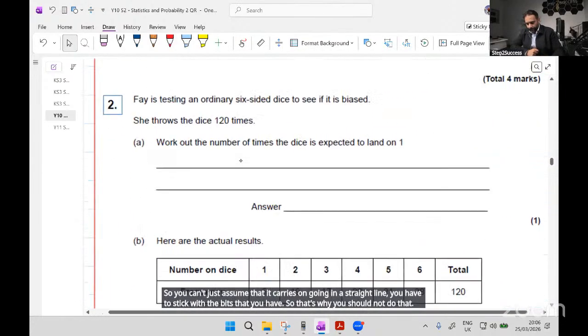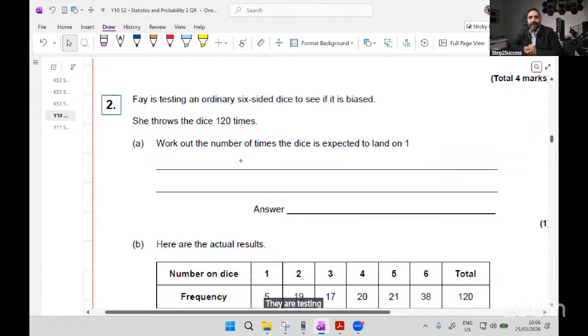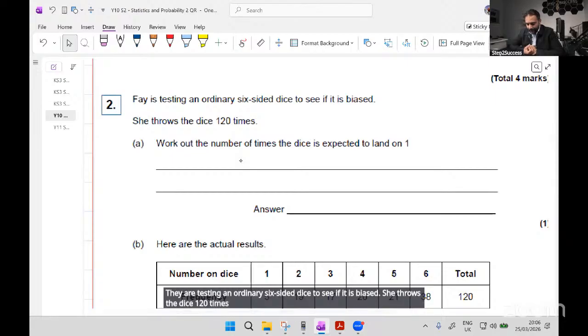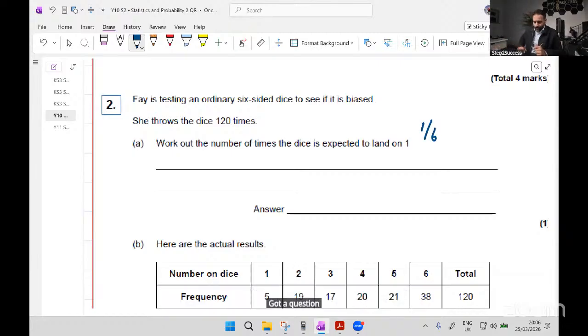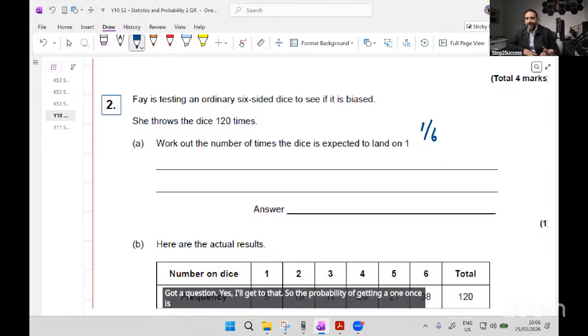Faye is testing an ordinary six-sided dice to see if it is biased. She throws the dice 120 times. Work out the number of times you expect to land on a one. Well, the probability of landing on a one on a dice is 1 out of 6. Got a question? Yes, I'll get to that. So the probability of getting a one once is 1 out of 6. If you're doing it 120 times, you times the probability of doing it by how many times you're doing it. 1/6 of 120 is 20.